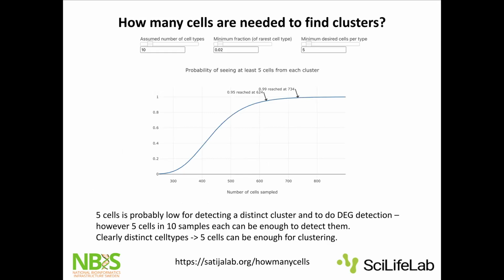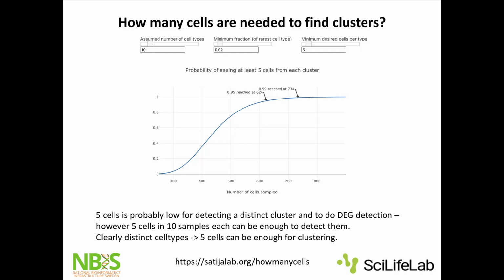And thinking about this also with your clusters, how many cells do you need to find a cluster? If you have a rare cell type in your sample that is only, let's say, 2%, as in this example, of your cells, and I would require at least 5 cells, it will calculate here how many cells I need to sequence to get to this number. So it's really good to think about these things before you design an experiment.